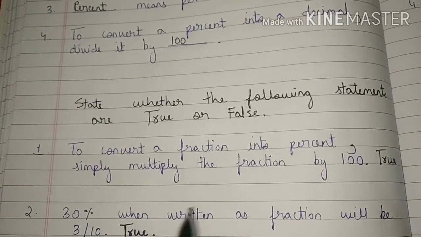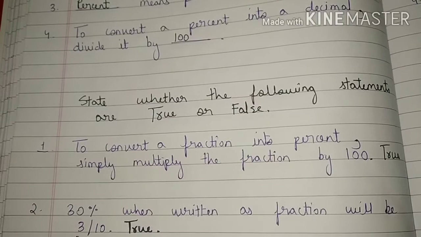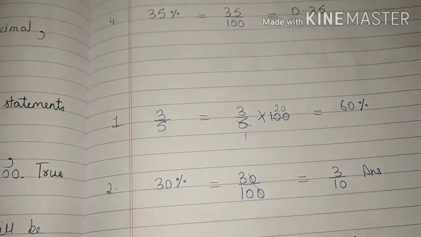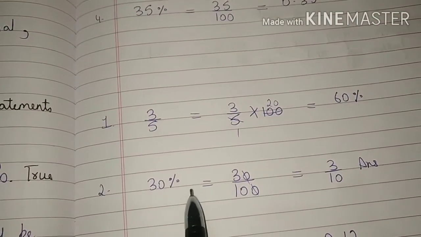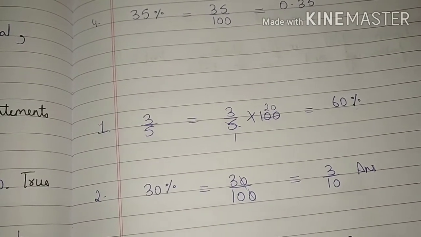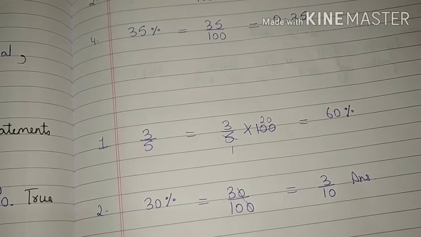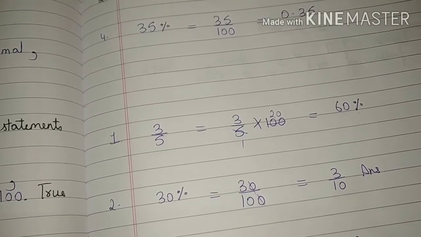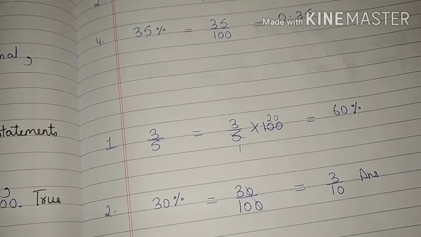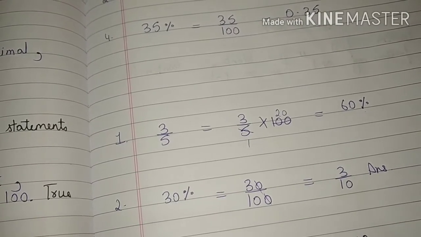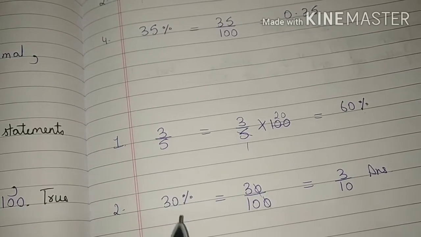30% when written as fraction will be 3 by 10. Students, this statement is true because 30% when written as fraction will be 30 divided by 100. Students, when you are going to convert a percentage into fraction, then we have to divide the given number by 100 and remove the sign of percentage.